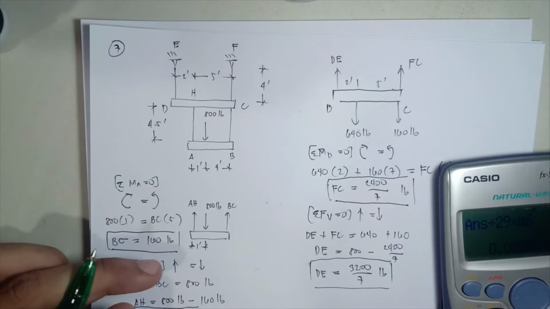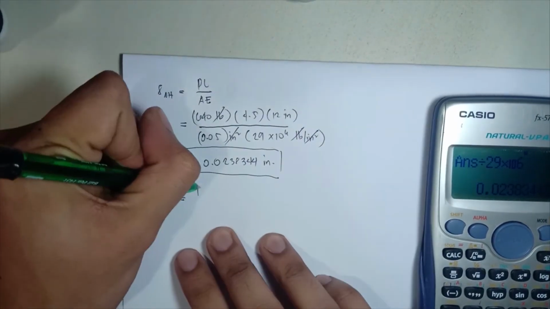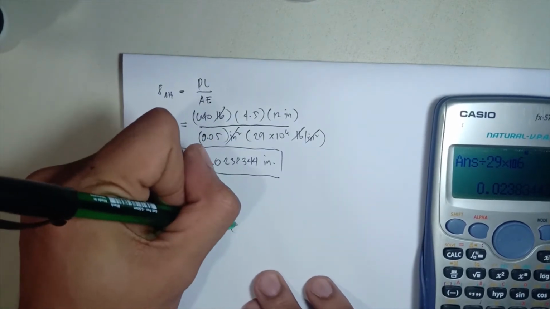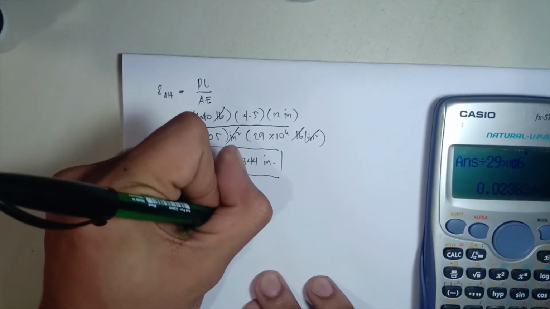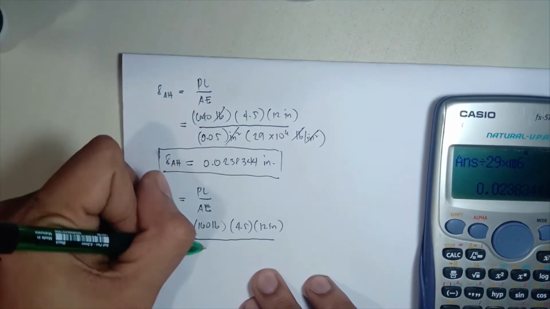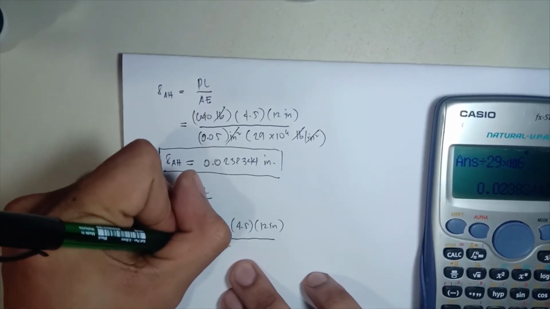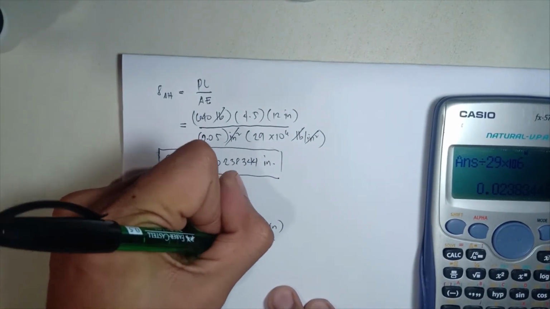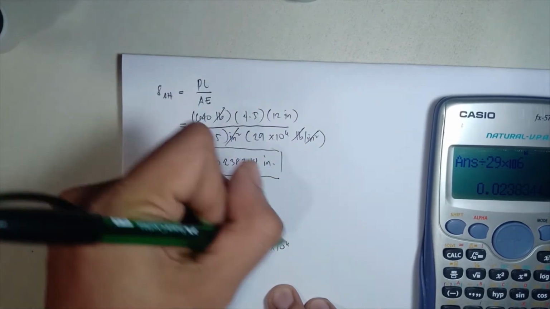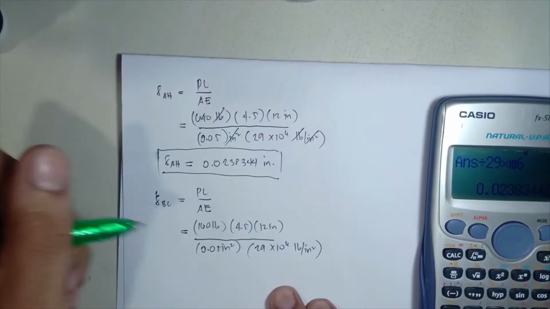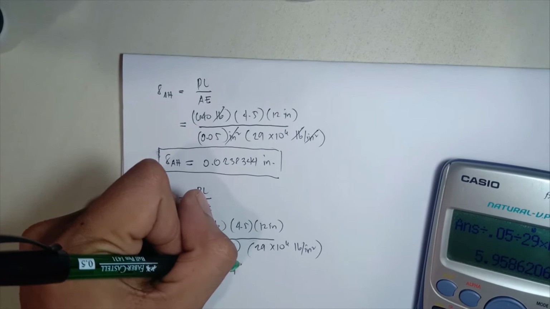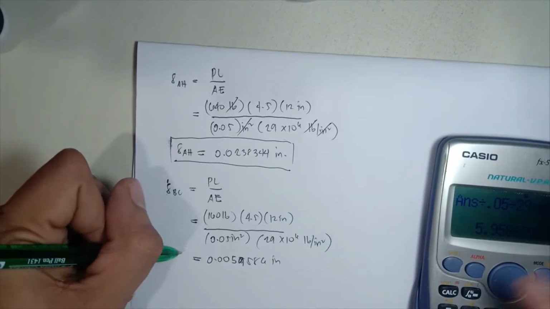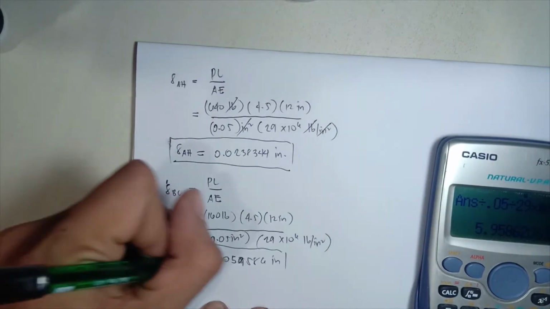Solve naman natin yung para sa BC. So, para sa BC, PL over AE ulit. Yung force sa BC is 160 pounds times yung length niya, 4.5 times 12 para maging inch. Same ulit na area, 0.05 square inch. Same ulit na modulus of elasticity, which is 29 times 10 raised to 6 pounds per square inch. Inch is the deformation para sa BC.